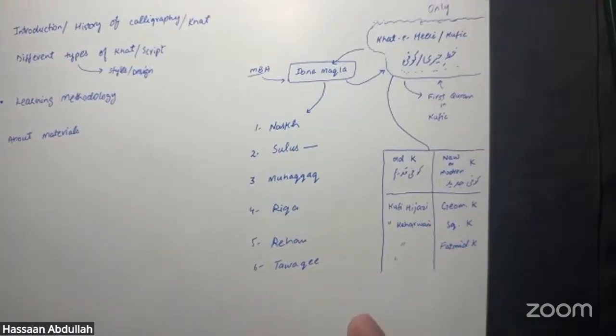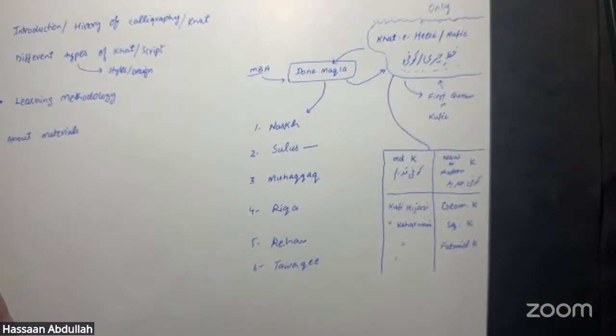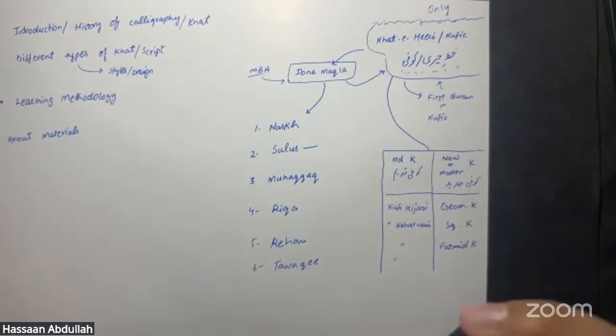So it was a very major, and you can say shocking, invention of this man named Ibn Muqla. He's very famous because of this invention. He literally shaped the world of calligraphy. So he invented these six scripts.